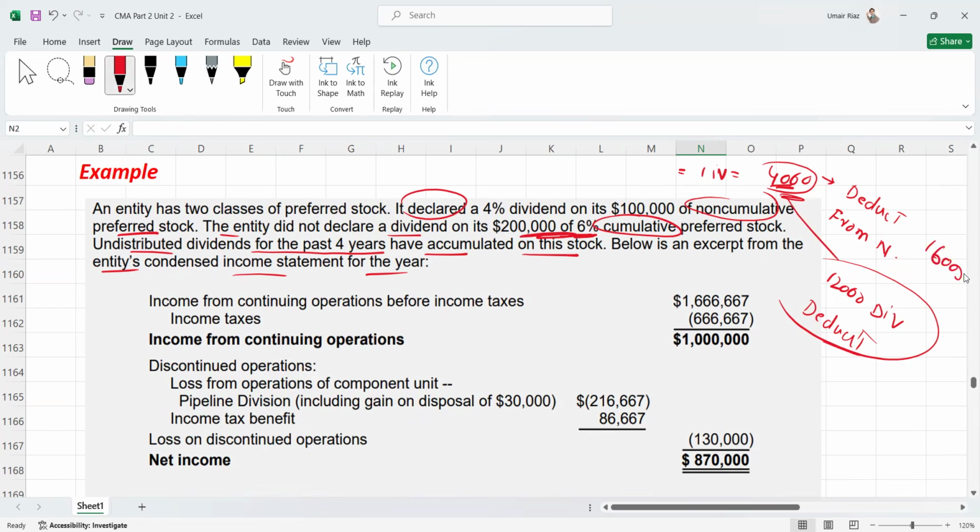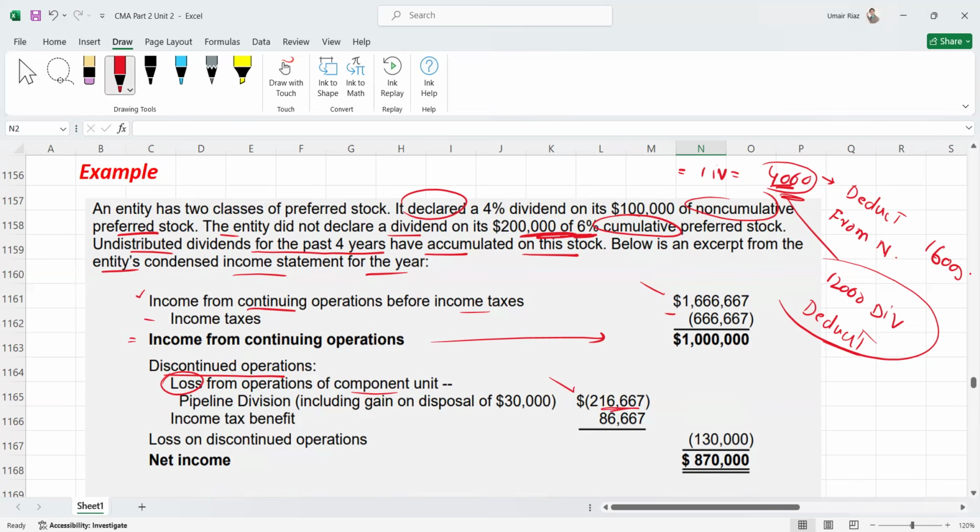Now here guys, here we go. We have your income statement. They're saying income from continuing operations before income tax. I hope you have the idea of an income statement. This is a straightforward income statement. This is the profit before tax from continuing operations. Then we have a minus income tax expense. Then we have equals income from continuing operations. Then we have the discontinued operation value. They're saying we have a loss from operations of a component unit. Maybe we sold some pipeline division and we got this loss on that. This is the final value of discontinued operation.